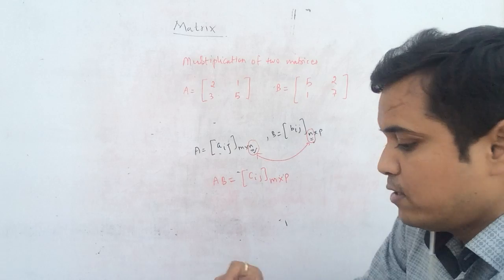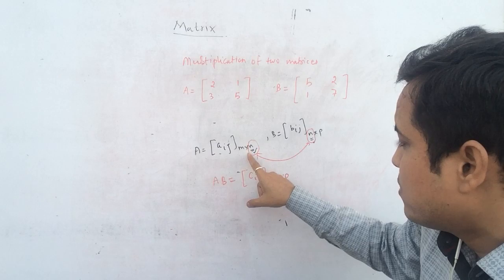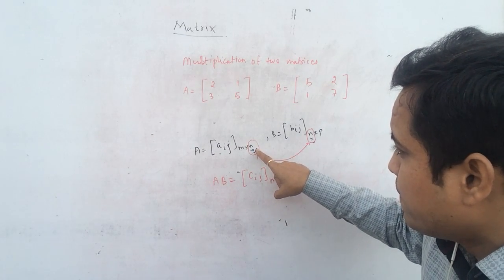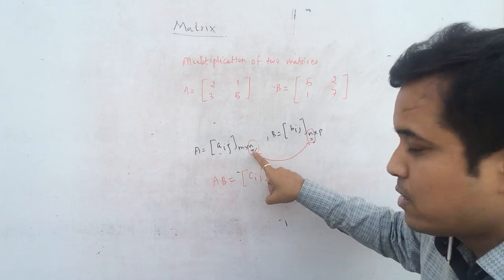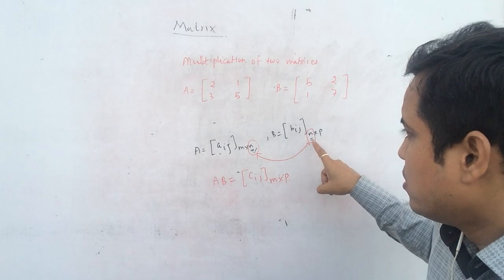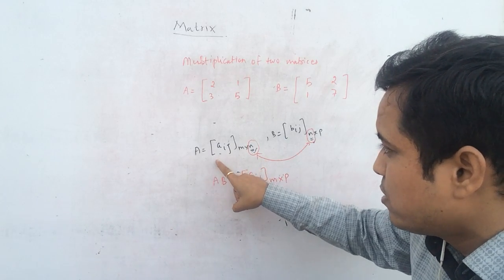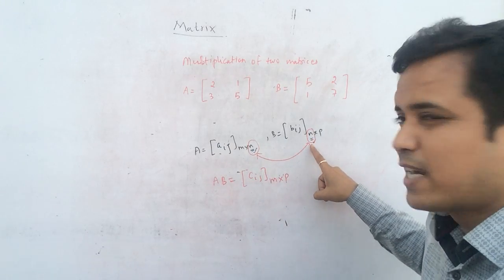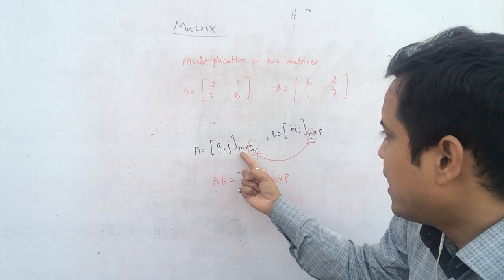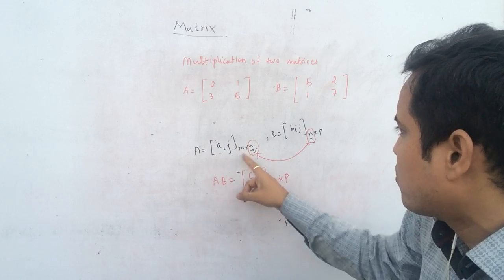This concept is very important. When you multiply, you should check whether n is equal to n or not. That means the number of columns of the first matrix should be equal to the number of rows of the second matrix, and in the product you get order m cross p, whatever is left.